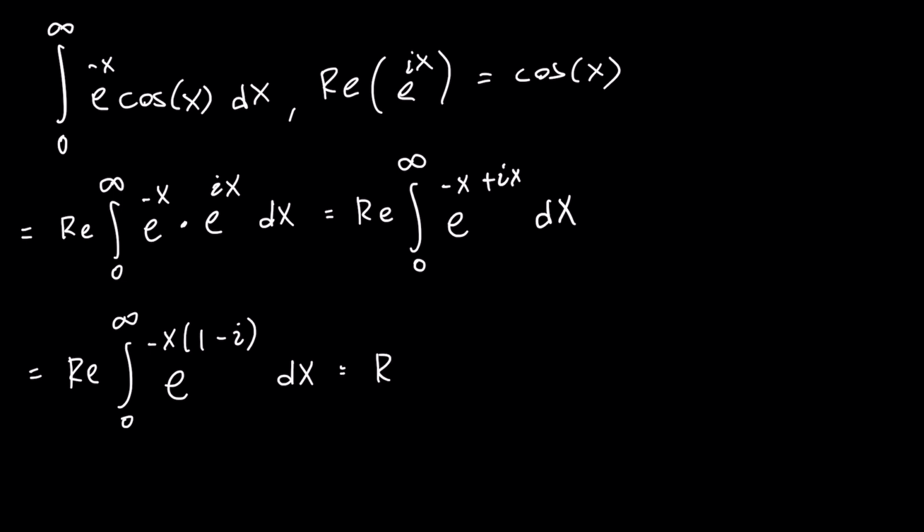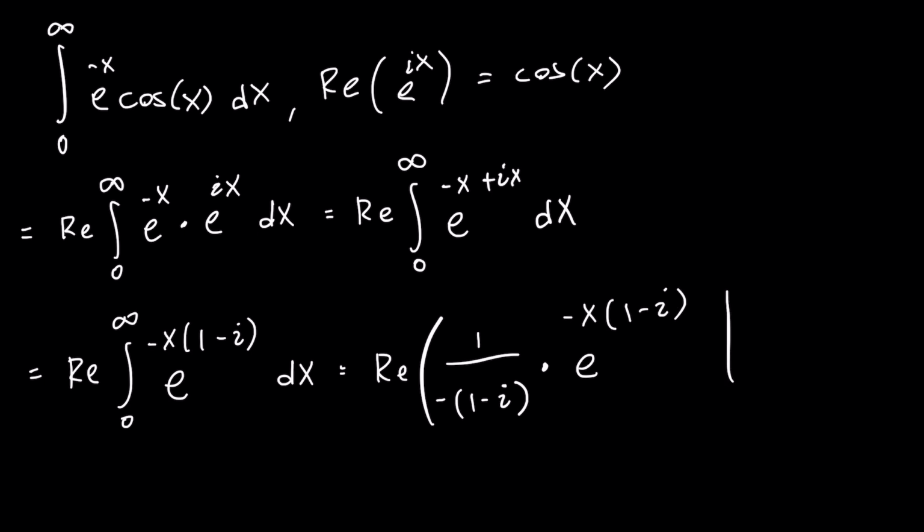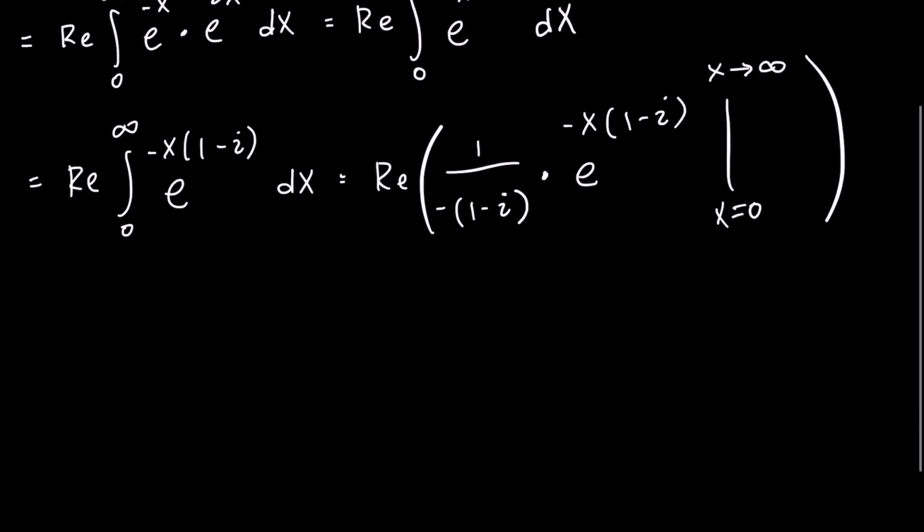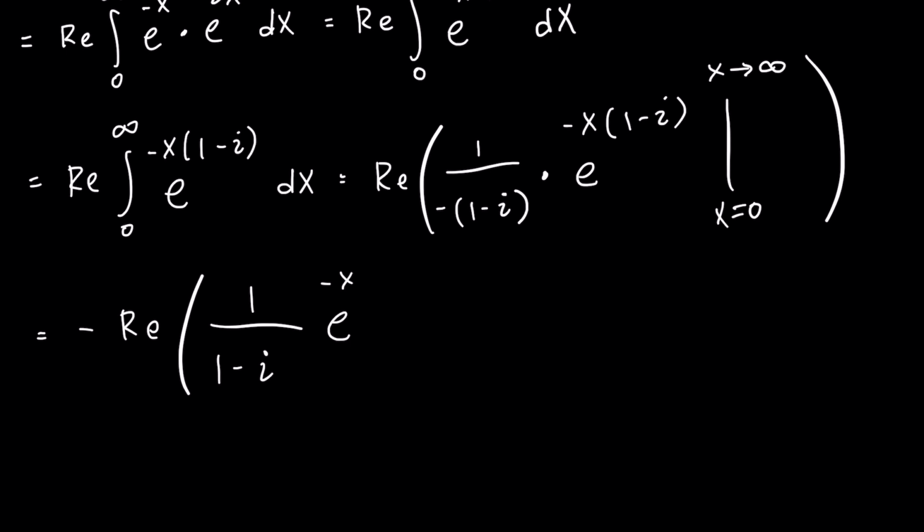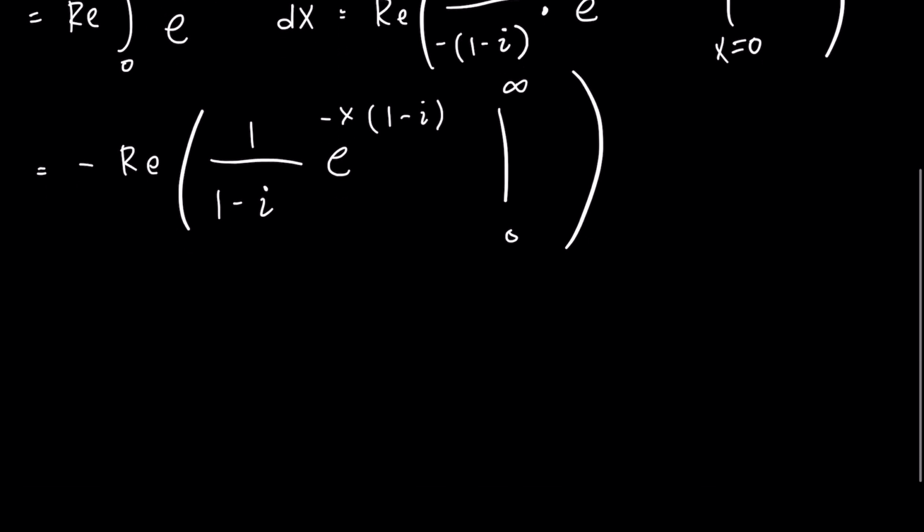So it's equal to the real part of 1 over negative 1 minus i times e to the negative x times 1 minus i, evaluated at x equals 0 to x approaches infinity. So this is equal to negative the real part of 1 over 1 minus i times e to the minus x times 1 minus i from 0 to infinity. And now we could multiply by the complex conjugate.